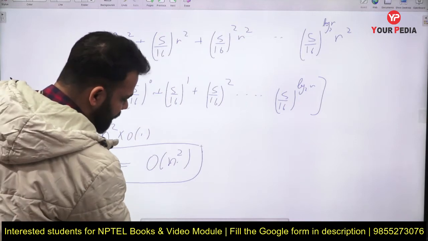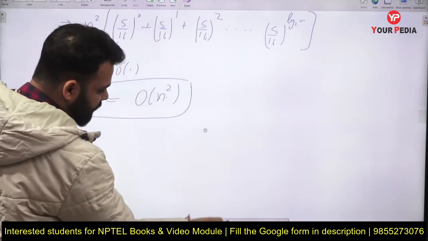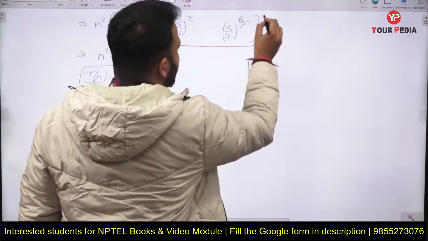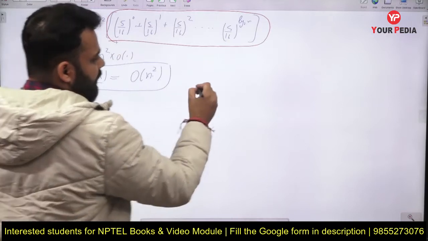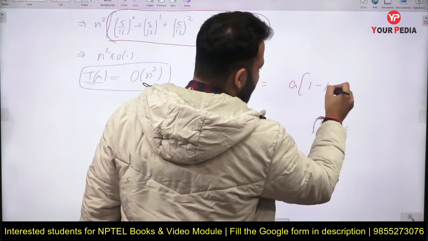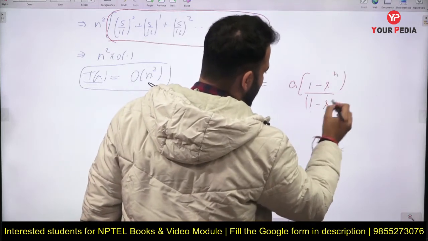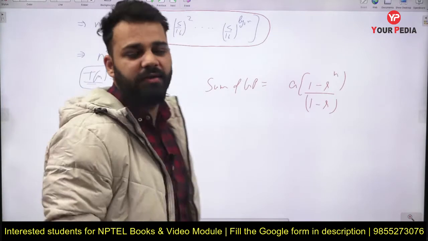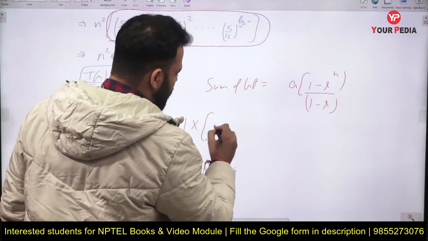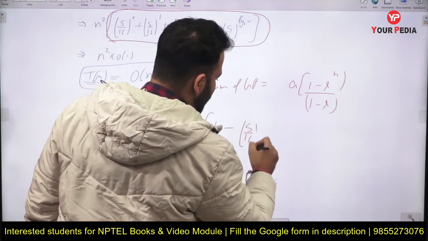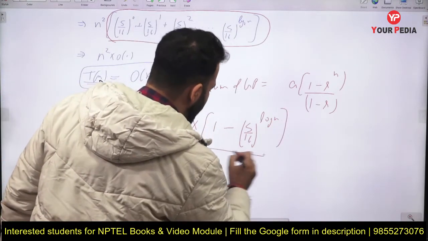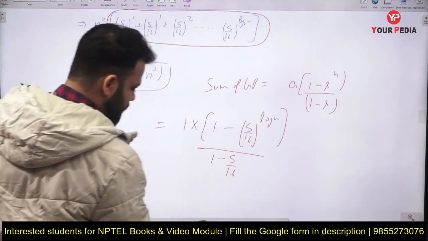And if you want to find how this sum of GP comes to be order of 1, so let's try. Now for sum of GP the formula is a into 1 minus r raised to power n by 1 minus r. Now a is 1 because the first term in the GP is 5 by 16 raised to power 0, so a is 1 into 1 minus 5 by 16 raised to power log n, divided by 1 minus 5 by 16.